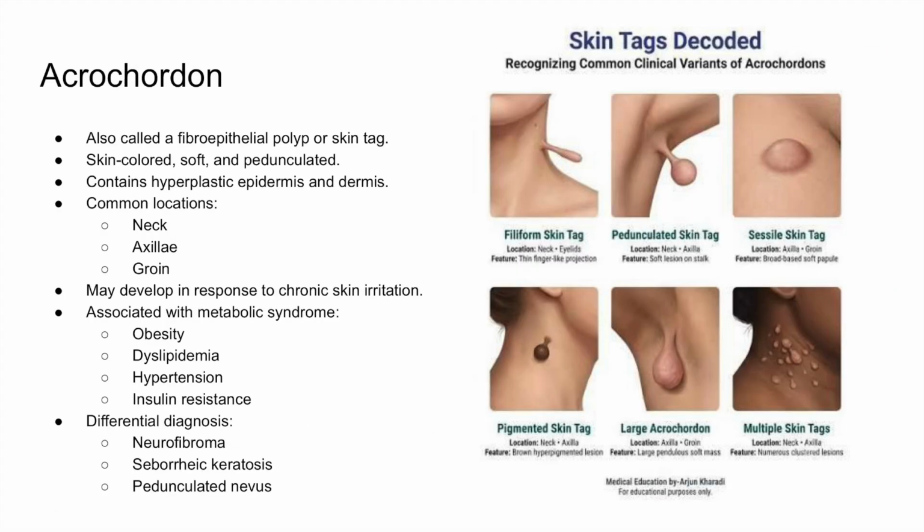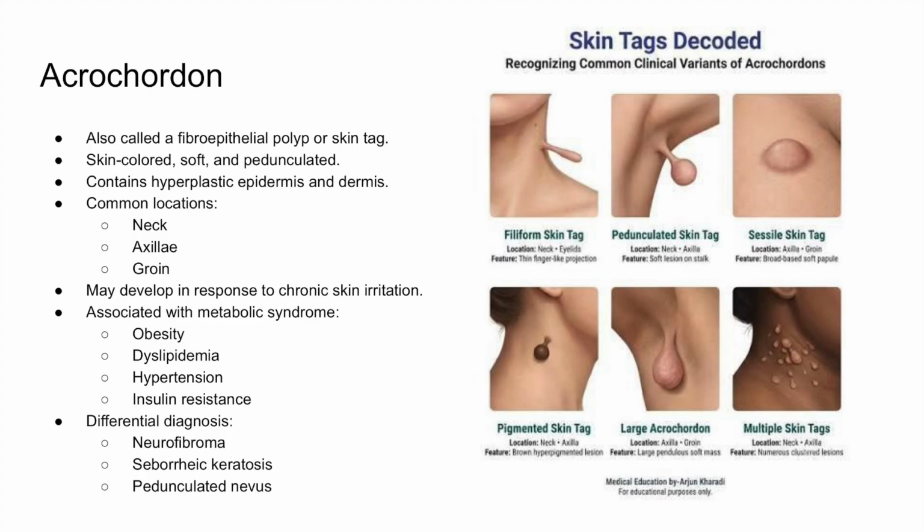All right, so an acrochordon, also called a skin tag or a fibroepithelial polyp, is a soft, skin-colored or mildly pigmented lesion that usually hangs from a narrow stalk. It commonly develops in friction-prone folds such as the neck, axilla, and groin. Microscopically, it consists of a loose fibrovascular core covered by epidermis.